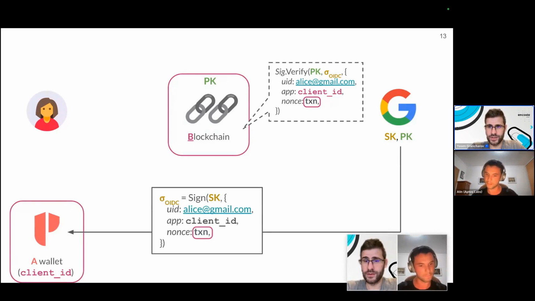Another question from chat: for each new transaction, do you need to ask Google to sign a new message with the nonce transaction hash? Good. I'm also going to get to that in a second, so I'll defer that. All right. I'll stop here and let you proceed, and we'll interrupt in a bit with more questions.